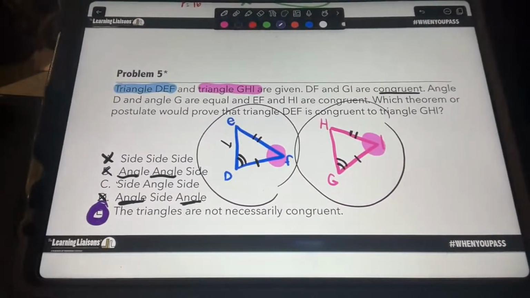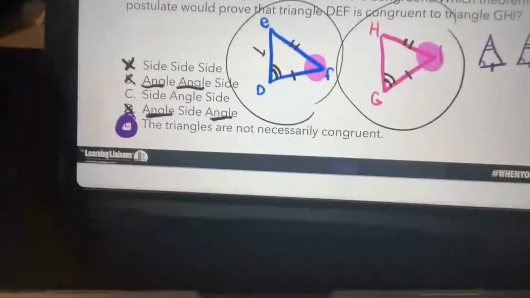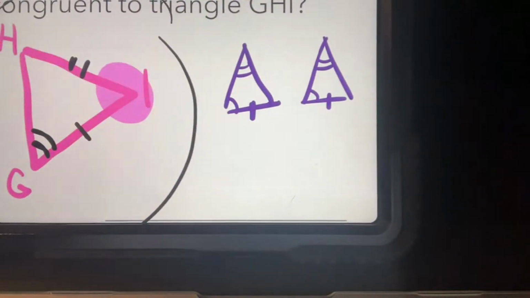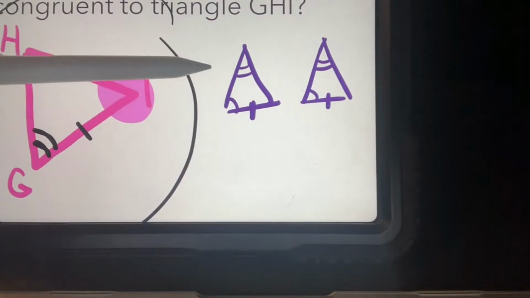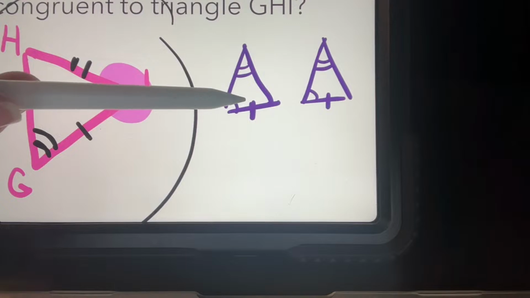Now, with angle, angle, side, let's explore that for a minute. Angle, angle, side would be something like this, where it's not sandwiched. This is a congruency postulate. Angle, angle, side is a congruence postulate.